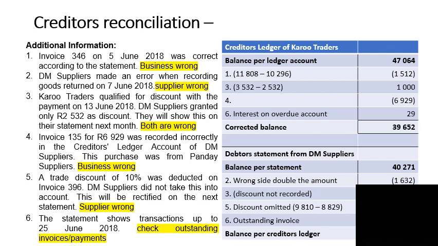We have come to the end, the moment of truth. We are adding and subtracting in our creditors ledger, starting with the opening balance to give us a total of 39,652. Likewise, we are going to add the creditors reconciliation statement, starting with the opening balance 40,271 to give us 39,652. So we say our creditors reconciliation statement is balanced.